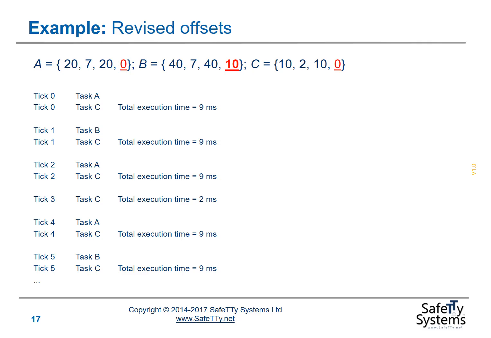There are various other things we can do by changing the offsets. By changing the offsets, we can also control the execution sequence of the tasks. And that may also be something that we need to consider to ensure, for example, that task A always runs before task B, etc.